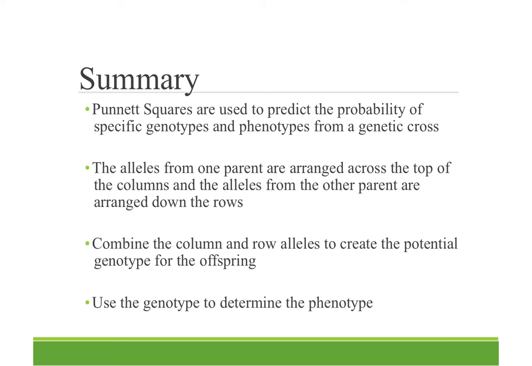So in summary, Punnett squares are a tool to predict the probability of certain genotypes and then the phenotypes that rise from them. You take the alleles from one parent and arrange them across the top of the columns, and the alleles from the other parent are arranged down the rows, and then you combine the alleles in the column and the rows to create these potential genotypes. Use the genotype to determine the phenotype and make your predictions about what will result from that particular genetic cross. You'll have lots of time to practice this in class working with your own Punnett square problems.